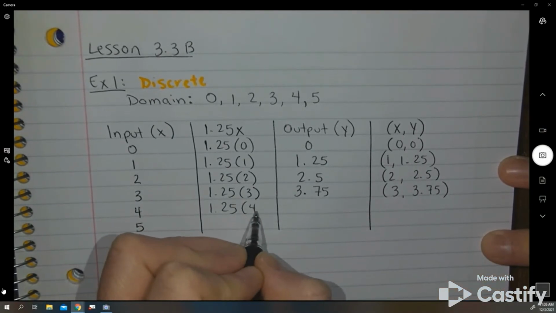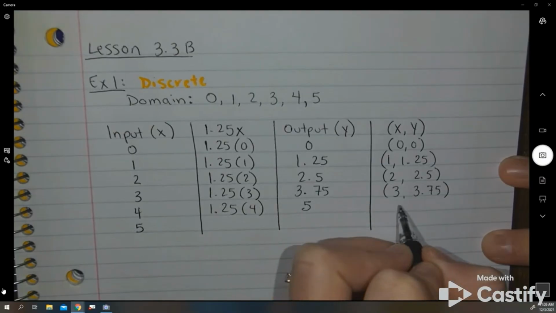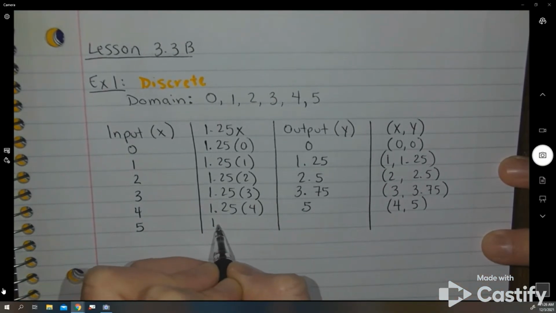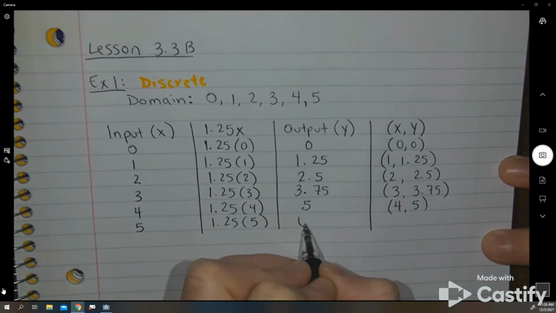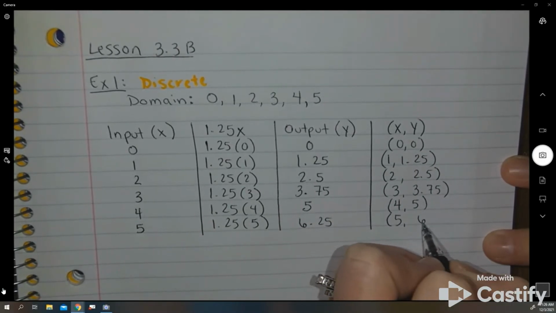4 bottles of juice, 4 times 1.25 gives us $5. So we have the point (4, 5). And then $1.25 times 5 bottles of juice gives us 6.25, and the point (5, 6.25).